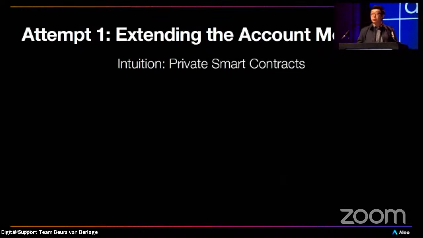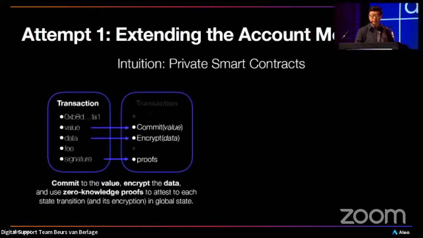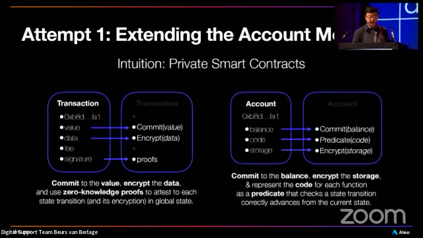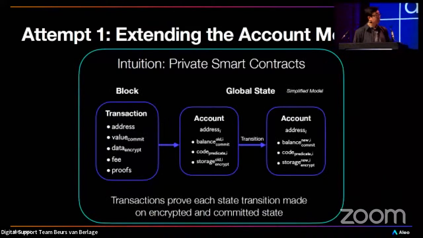We take our inspiration from smart contracts, and we say, can we construct private smart contracts? Well, we can start by committing to the value in the transaction. We can encrypt the data that's contained in this transaction and provide a zero-knowledge proof that can attest to the integrity of each state transition in this transaction. In addition, we can store on the decentralized ledger commitments to that balance, the code for each program as a predicate, and the ciphertext of each program's state. Now, with this approach, transactions can now hide their inputs and accounts can hide the program's state.